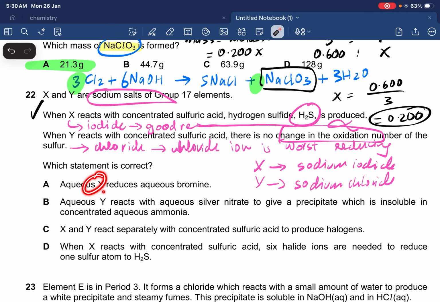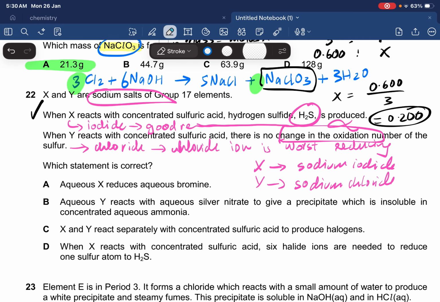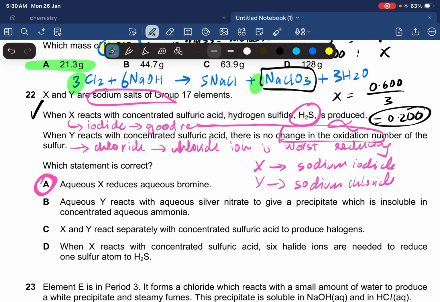Aqueous X reduces aqueous bromine. Reduces means makes it gain electrons. Yeah, that's correct. If you have iodide ion, it's going to reduce bromine, that means it's going to make bromine gain electrons. So this option seems correct. I'm not going to read the other options because I am dead sure about this.